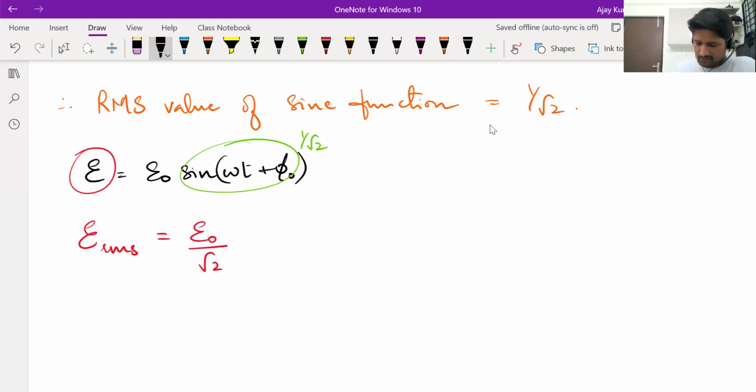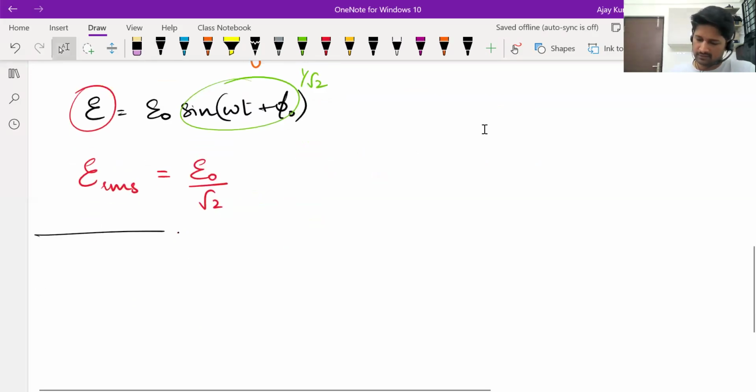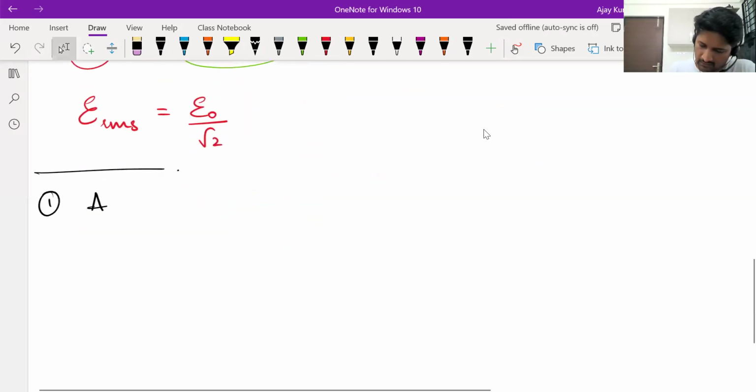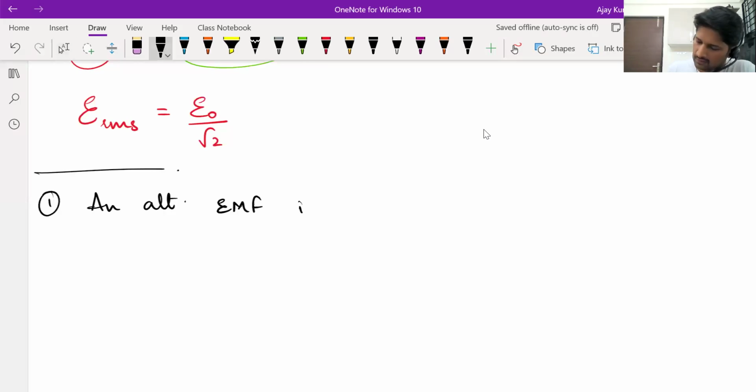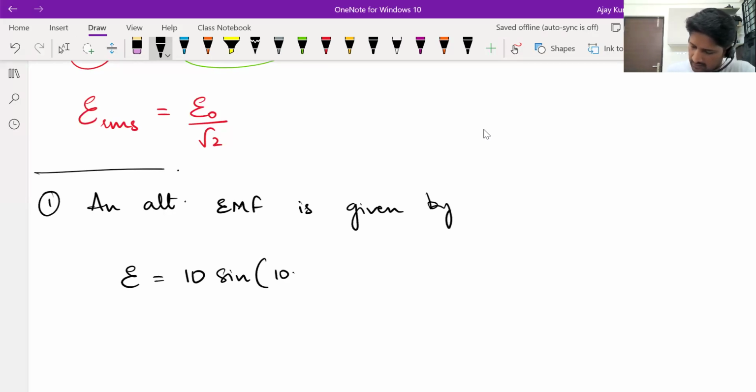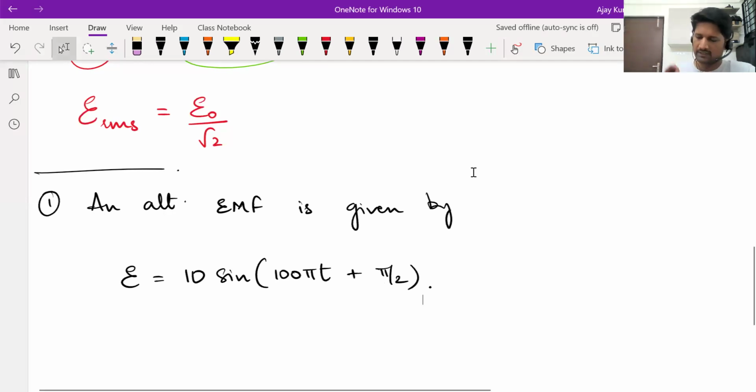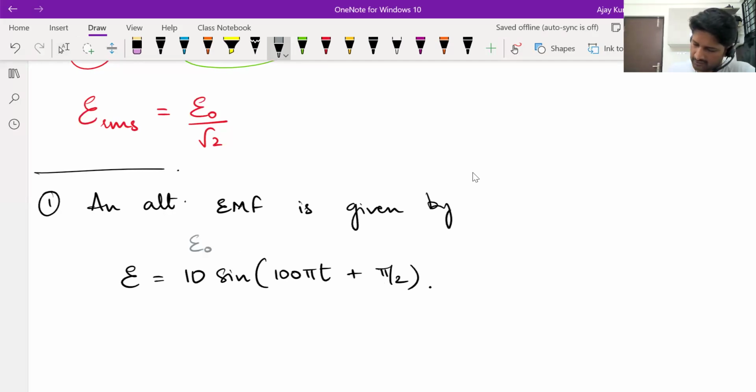Fine. So answer this question, all of you. An alternating EMF is given by this equation. E is equal to, let's say, 10 sine 100 pi t plus some constant angle pi by 2, phase angle pi by 2. So it's of the standard form only, E naught sine omega t plus phi. You can write that standard form also here and compare them.